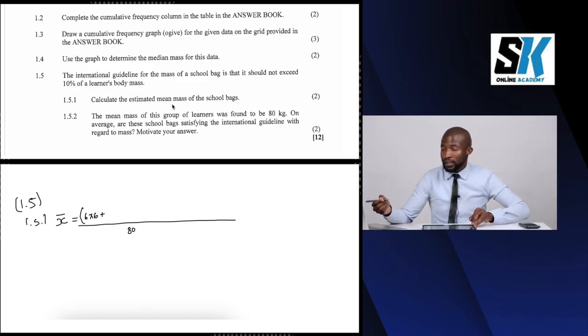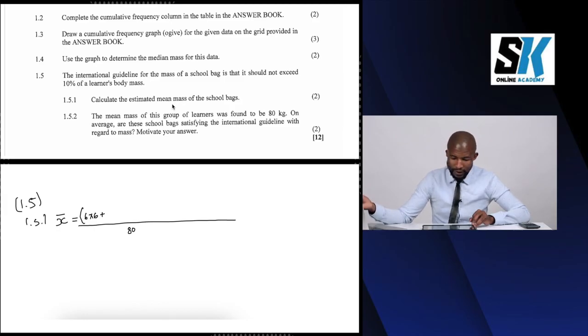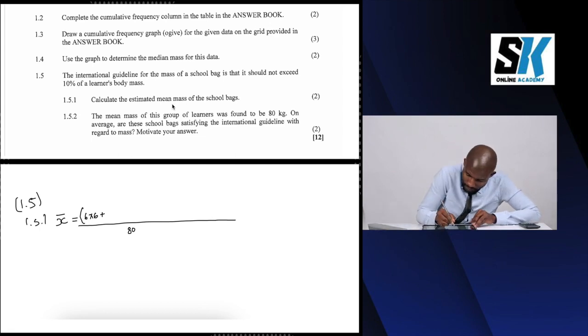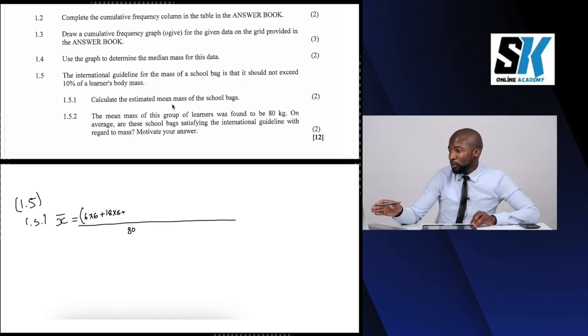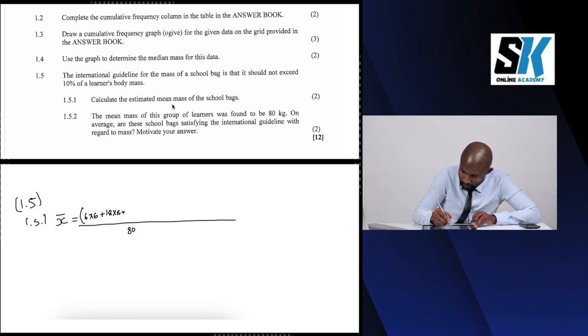Then when you go to the second one, where it says between 7 and 9, you have 18. You know that the midpoint of 7 and 9 is 8. So you're going to say 18 times 8 plus. You're going to do that continuously. And then on the third one, it's between 9 and 11. We know that the midpoint there is 10. So we're going to say 10 times 21, and then we add that.